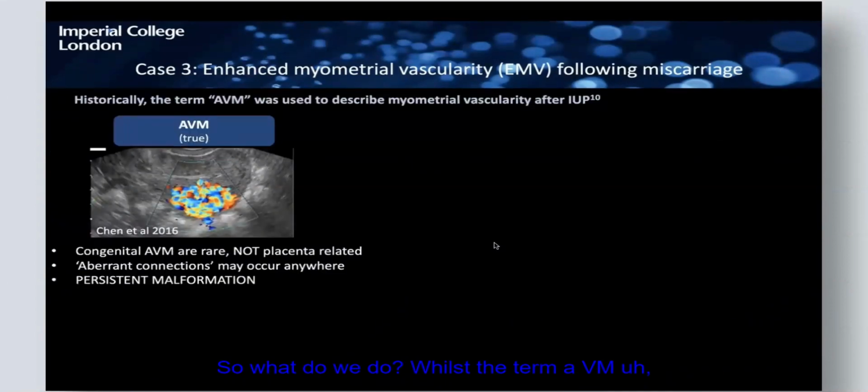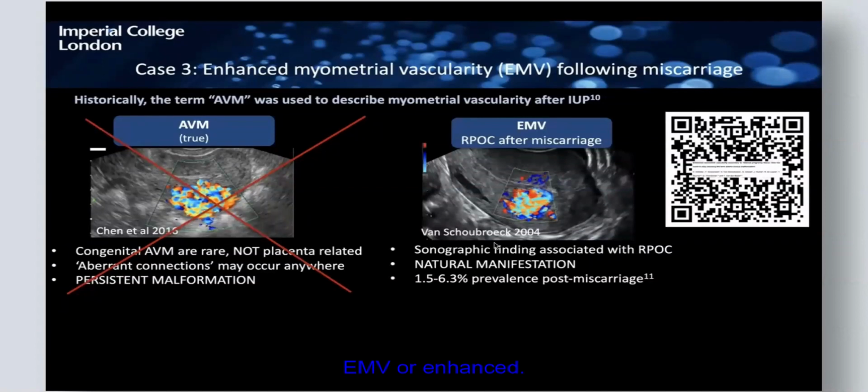Whilst the term AVM was used historically to describe this finding, this is no longer the case. Arteriovenous malformations are rare, aberrant connections that occur anywhere and persist. AVM and EMV are not synonymous. EMV, or enhanced myometrial vascularity, is naturally associated with retained products of conception and seen in approximately 1 in 20 miscarriages. This QR code links to an excellent summary paper on the topic.